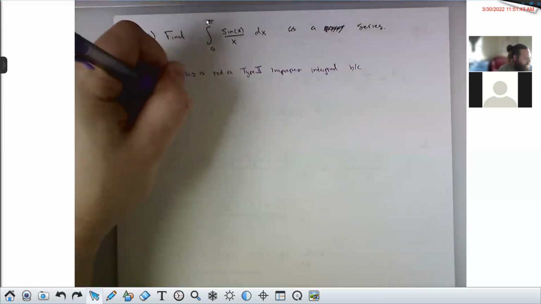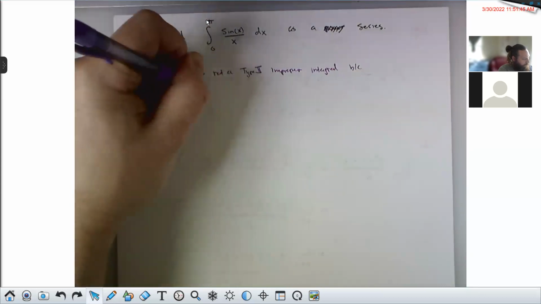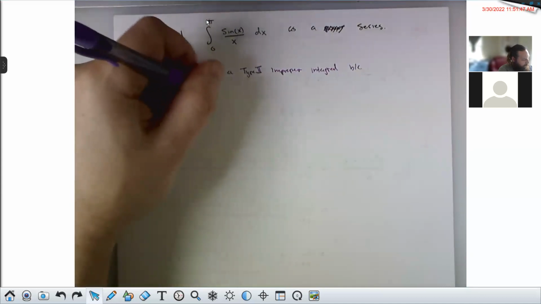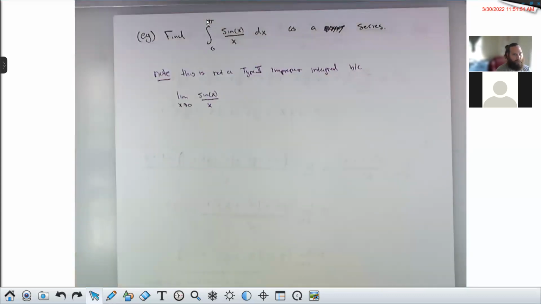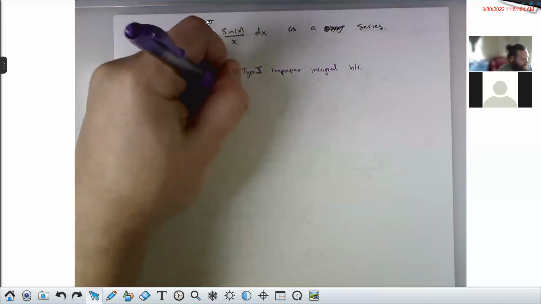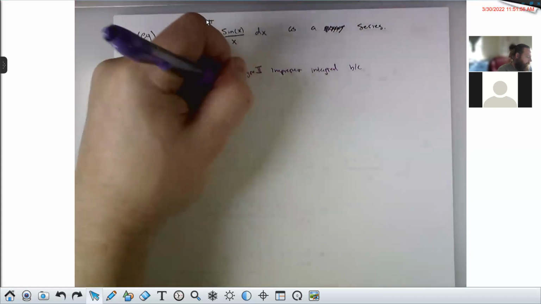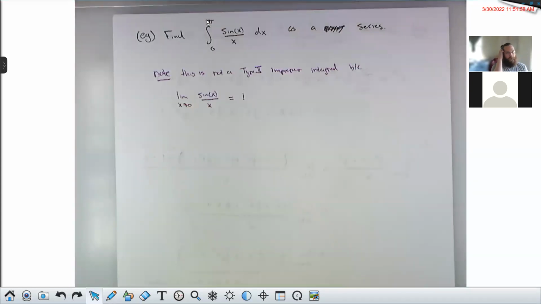The limit as x goes to 0 of sin x over x. We might think that this function has a vertical asymptote at 0, but this limit is 1. This was the limit that we worked with back in Calc 1 when we were discovering the derivative of the sine function. You can get it with L'Hopital's rule if you want.